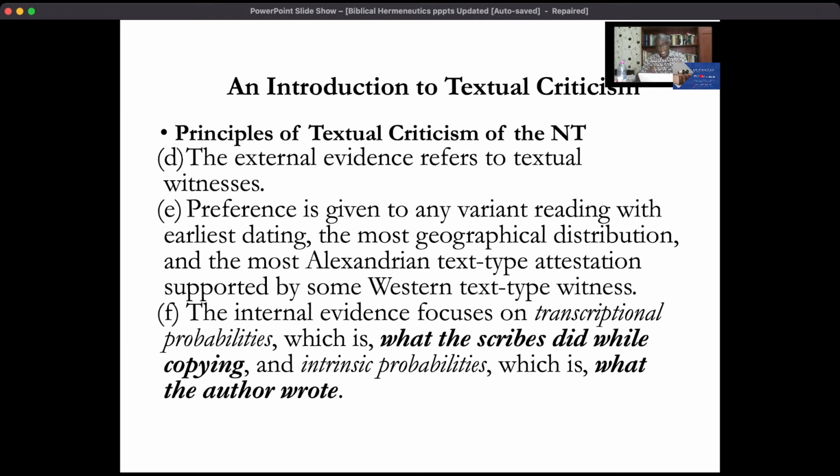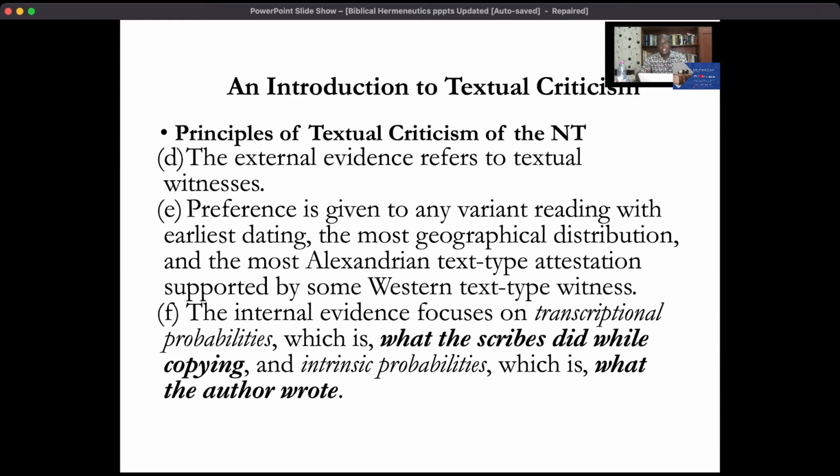We want to repeat ourselves here. Now, preference is given to any reading or variant reading with earliest dating, the most geographical distribution, and the most Alexandrian text type attestation supported by some Western text type witnesses. And so if you have a particular text in the Bible, that's the Greek text, and the text is supported by Alexandrian text type manuscripts, and you also have some Western manuscripts also supporting the same reading or word, that means that that particular word is close to original or is original.